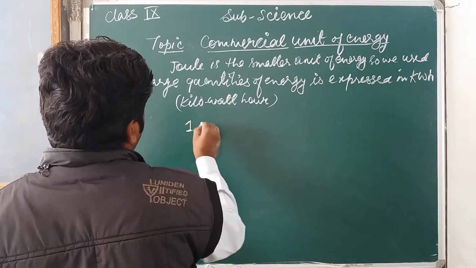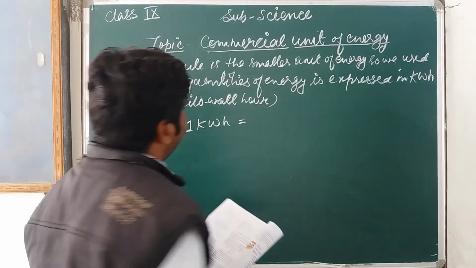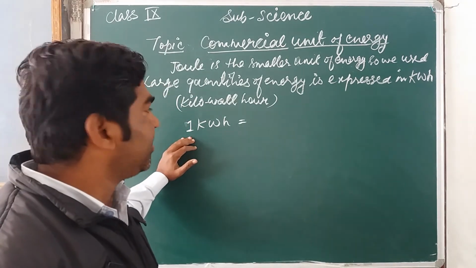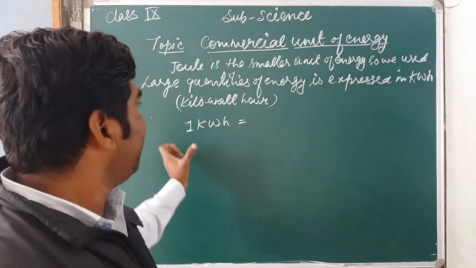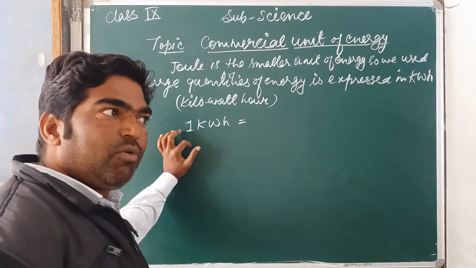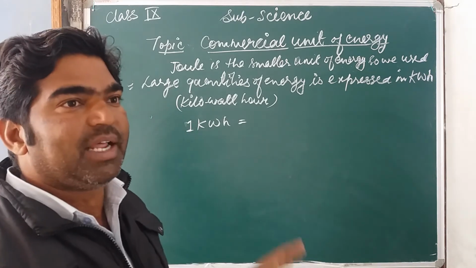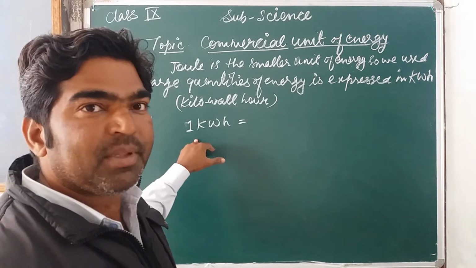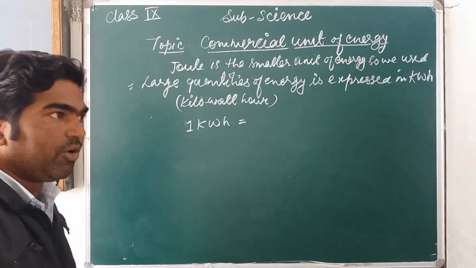Now suppose 1 kilowatt hour means what: if a machine continuously works with a power of 1 kilowatt and it is used for 1 hour. That is, any pump or machine whose power is 1 kilowatt, meaning 1000 watt, is continuously used for 1 hour. The energy consumed by that system or pump is given by this 1 kilowatt hour.